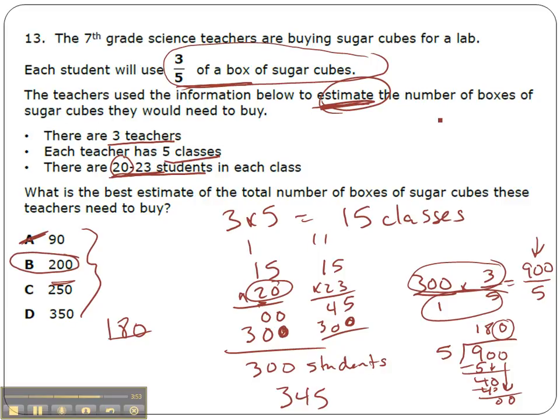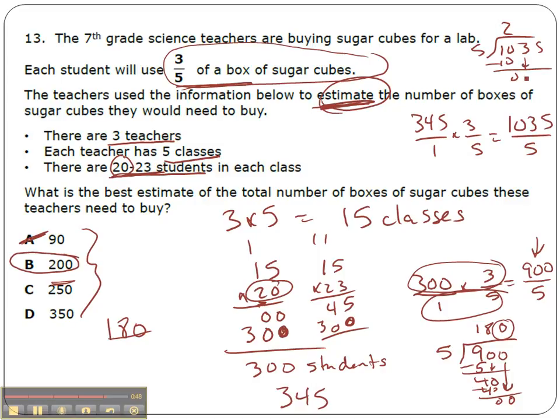If we do 345 over 1 times 3/5, we get 1,035 over 5, and then we divide 1,035 divided by 5. That's 207. So a little more than the 200, but definitely less than 250. So 200 is the correct answer.